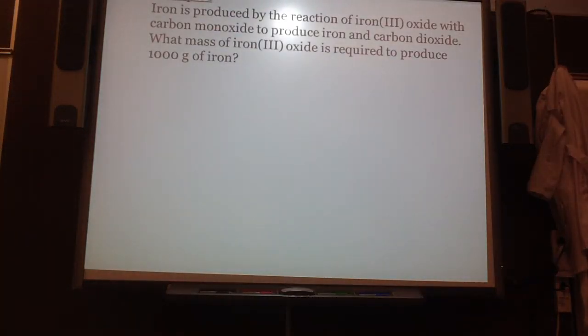Okay, so let's do an example where we put this into practice. So, you're told iron is produced by the reaction of iron(III) oxide with carbon monoxide to produce iron and carbon dioxide. What mass of iron(III) oxide is required to produce 1,000 grams of iron? Okay, so that sounds like a whole bunch of gibberish, right? If you don't put it into a chemical formula.